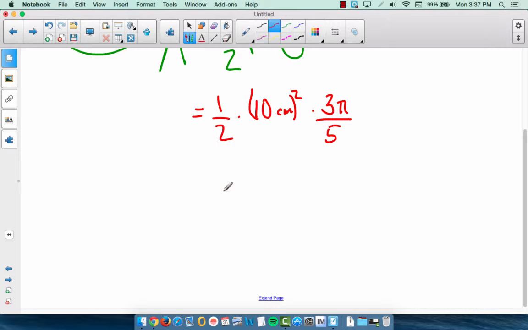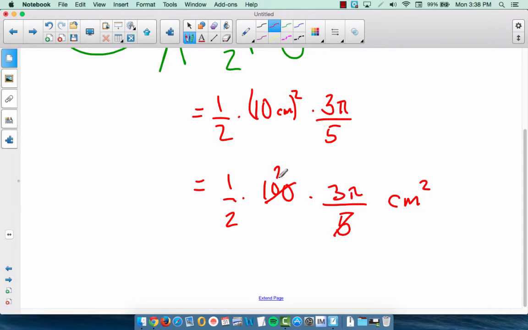Multiplying this out, that is equal to 1/2 times 100 times 3 pi over 5. I'm moving the units out here. Centimeters times centimeters is centimeters squared. 5 goes into 100, 20 times. 2 goes into 20, 10 times. I'm left with a bunch of 1s in the denominators, and 1 times 10 times 3 pi, and I end up getting 30 pi centimeters squared.